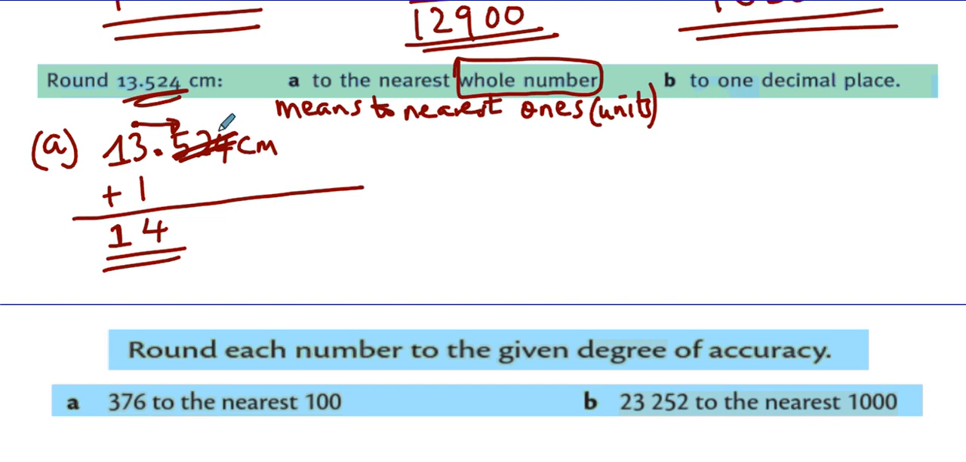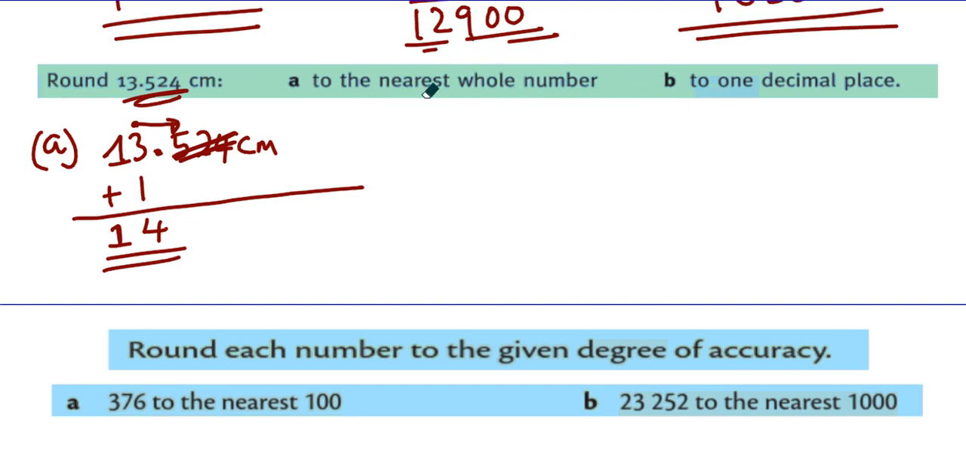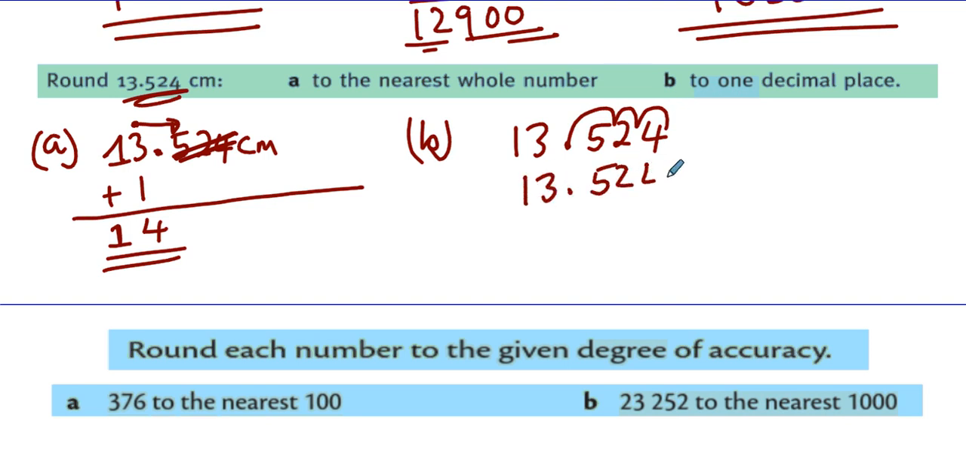Okay, let's go to B. Part B is round that number to one decimal place. Okay, 13.524. Round this to one decimal place. First of all, let us check how many decimal places this number has. The first decimal place, the second decimal place, the third decimal place. So 13.524 has 3 decimal places.